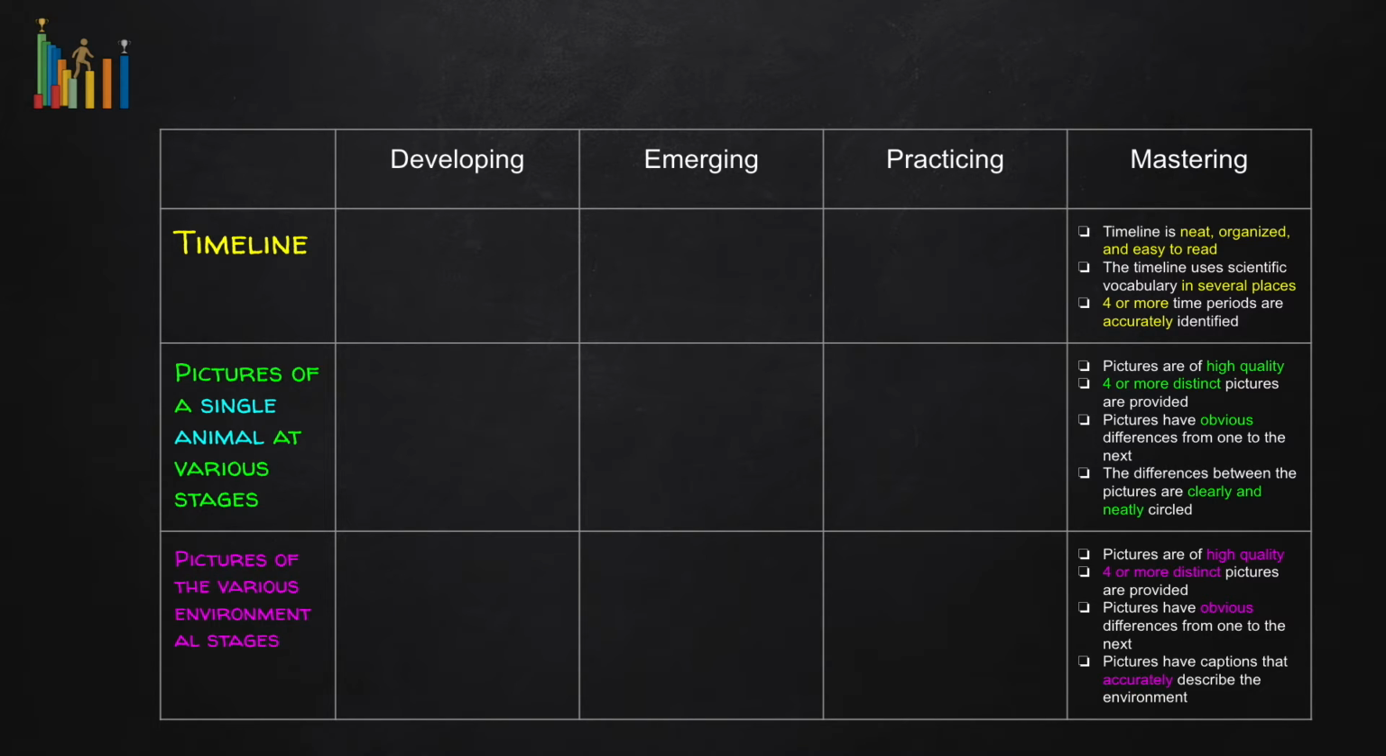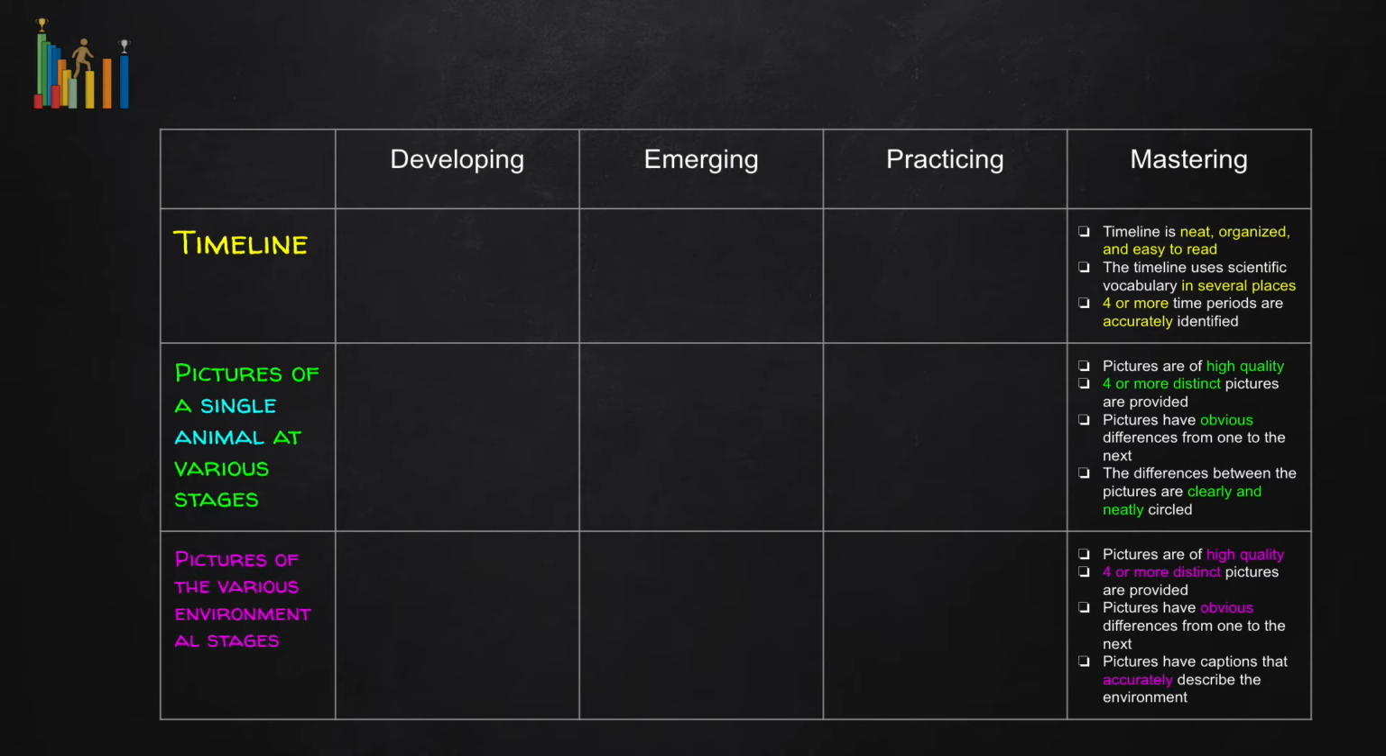Go ahead and pause the video and look at each one of the descriptors for each one of these skills. Pay close attention to the qualitative words that are used. Things like neat and organized, in several places, accurately, high quality, obvious, clearly, and neatly. All of those words help qualify the level at which I expect students to be able to do those things.